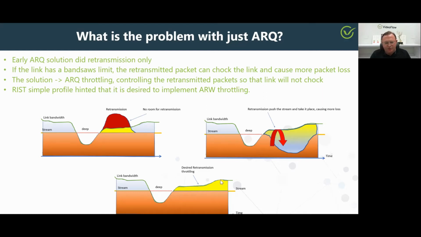Instead, what we really want is the lower picture. We need to have a throttling, ARQ throttling mechanism to adapt to the link budget, not to interfere with the stream, and allow the stream to continue without any additional impairments. So this is our goal. Let's see how to achieve that.